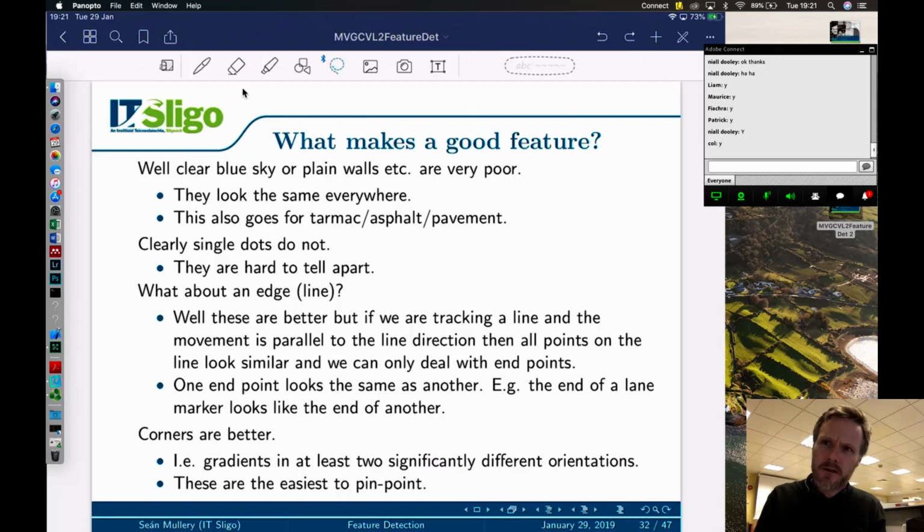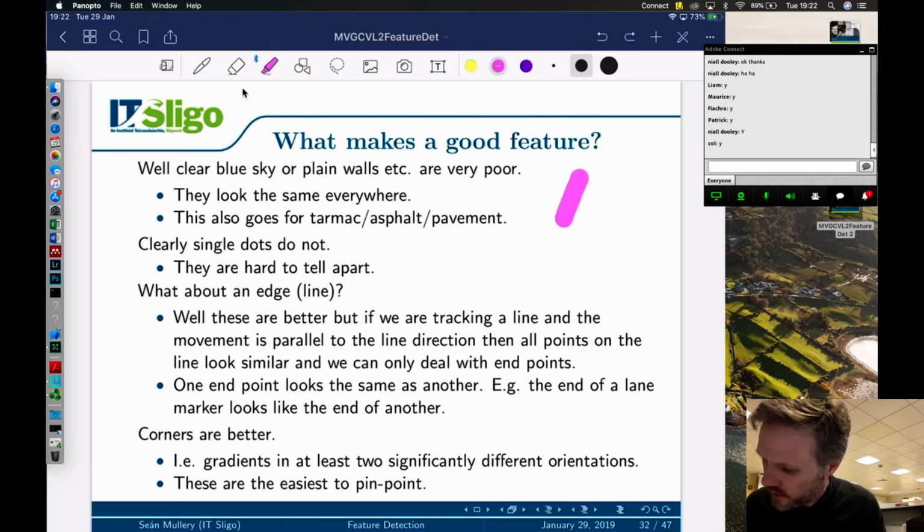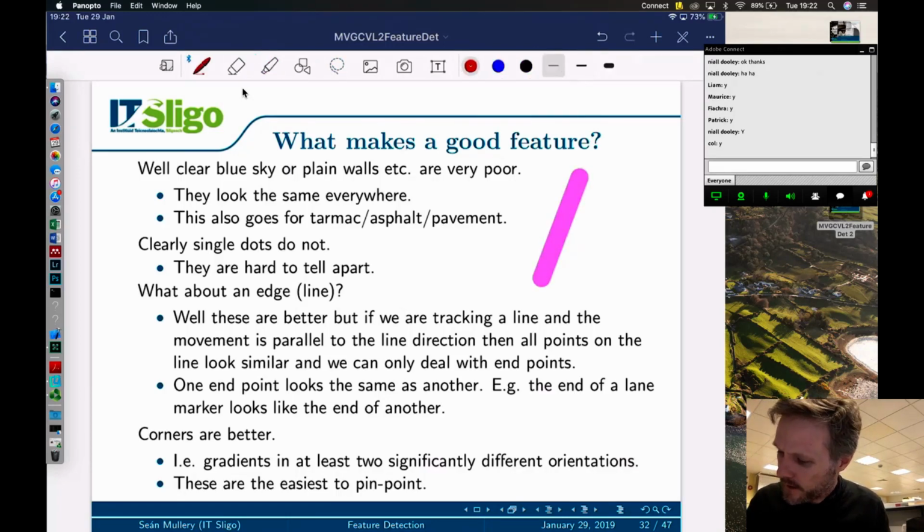What about an edge or a line? Is that good? Well, these are better, but if we are tracking a line and the movement is parallel to the line, then all the points will look similar, and we can only deal with the end point. So if we draw a situation like, let's say I'll draw a line there, okay? And let's say I've picked a point here on this. Does that look any different from that one there, is the question. And the thing is, it doesn't.